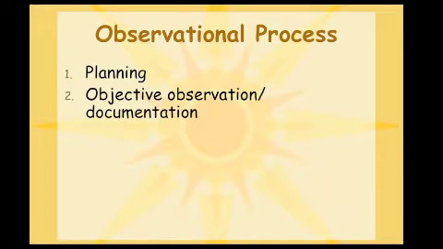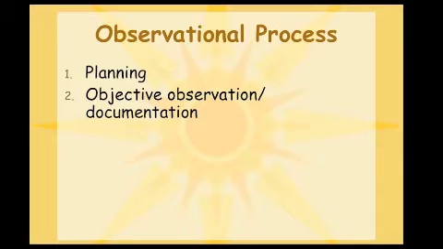There are a number of steps or stages in the process. The first is planning. You want to think ahead of time about what is the purpose of your observations. You want to set goals for your observations, and based on your goals you're going to select or design a specific method of observation. You're going to decide who you're observing, what exactly you're observing, where, when, and for how long to observe.